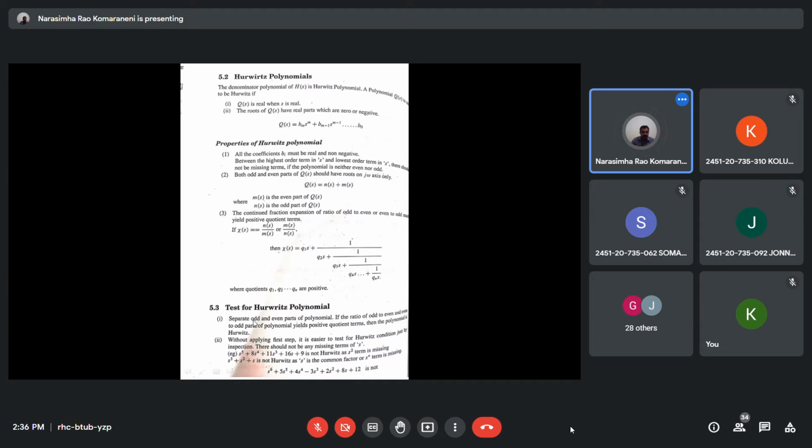This is the first step now. If you want to test whether it is a Hurwitz polynomial or not, step one is to separate the odd and even parts of the polynomial from the given function. If the ratio of odd to even and even to odd parts of the polynomial gives positive quotients, then the polynomial is a Hurwitz polynomial. Even without applying the first step, we can inspect the given function straight away.